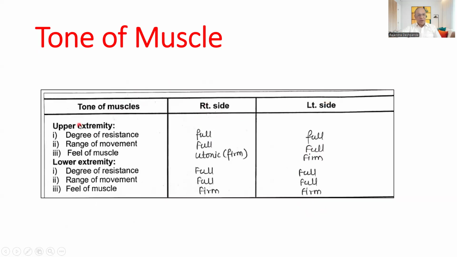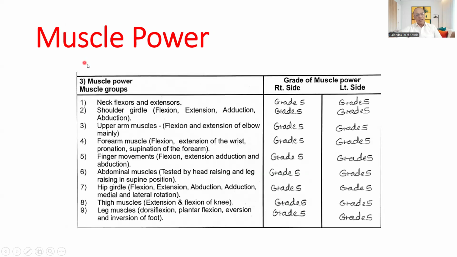In the upper extremity, degree of resistance, range of movement, and feel of the muscle. Normal feel is a firm and elastic. In a similar way in the lower extremities, that is the legs, degree of resistance, range of movement, and feel of the muscle. This is the way how you can test the tone of the muscle.